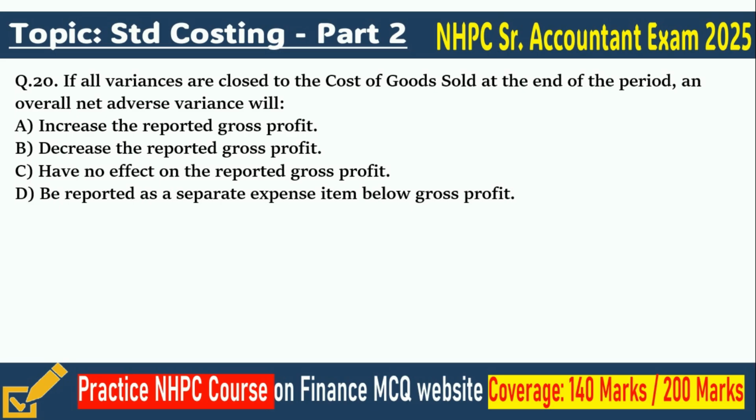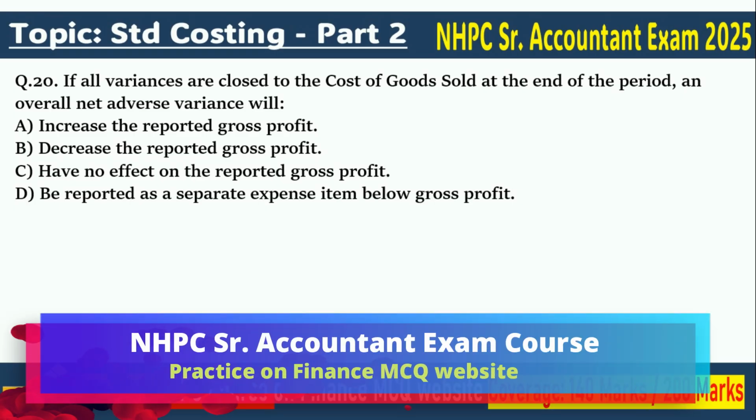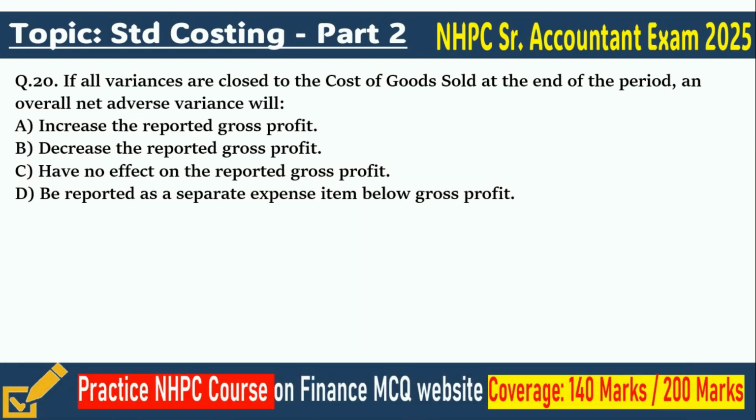If all variances are closed to the COGS, that is cost of goods sold at the end of the period, an overall net adverse variance will: Option A, increase the reported gross profit. Option B, decrease the reported gross profit. Option C, have no effect on the reported gross profit. And last option says, be reported as a separate expense item below gross profit. So, what should be the correct answer?